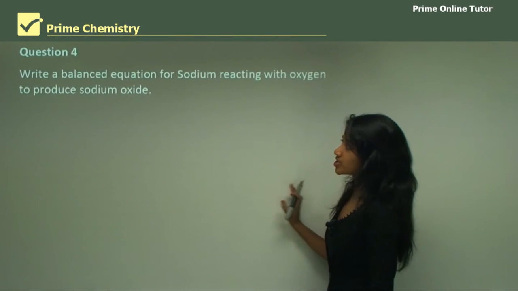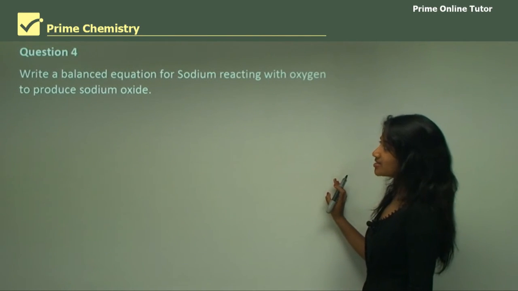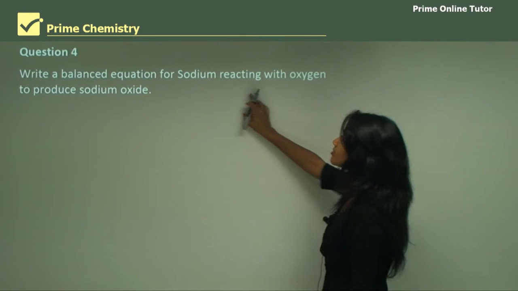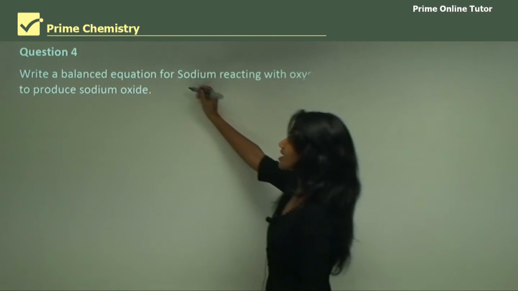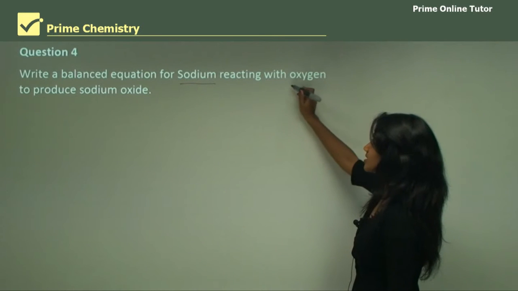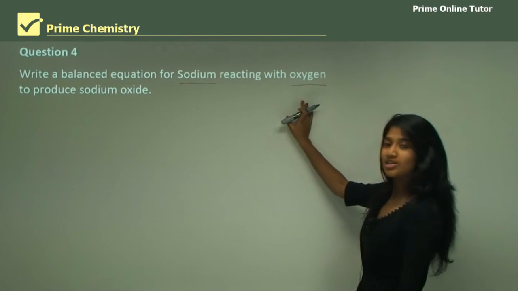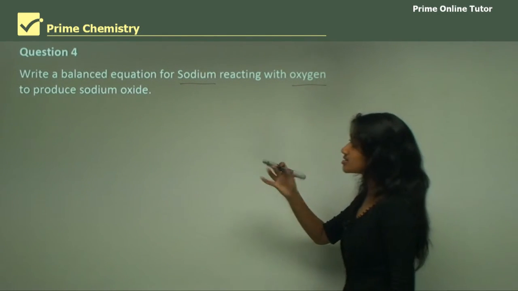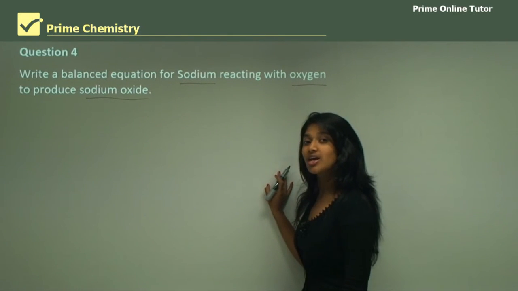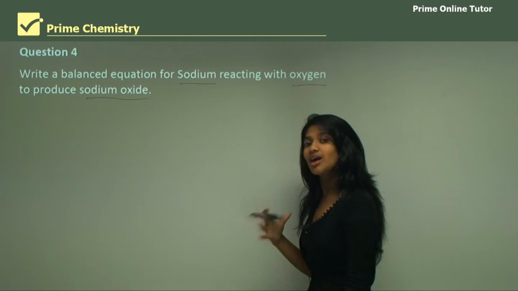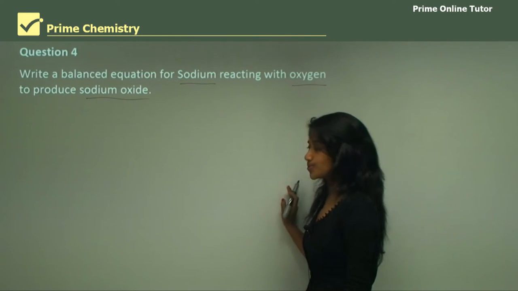Now moving to question 4, it says write a balanced equation for sodium reacting with oxygen to produce sodium oxide. In this case, I would underline these 2 words, sodium and oxygen, because those are our reactants and our product is going to be sodium oxide. Now this is a synthesis reaction but is undergoing a combustion reaction as well.